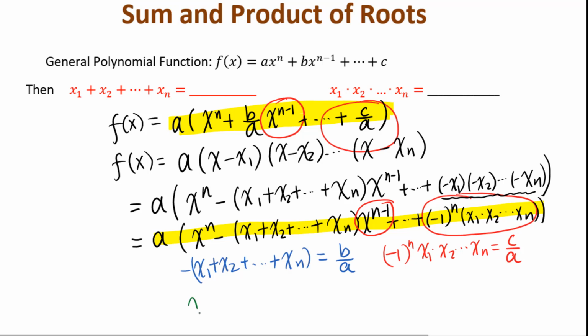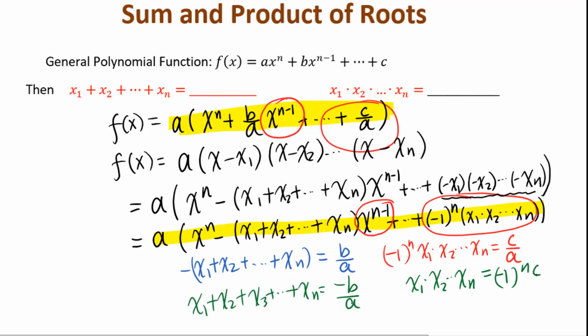Then we organize: x1 plus x2 plus x3 plus xn equals negative b over a. And x1 times x2 times xn equals negative 1 to the nth power c over a. For the sum of roots, it is negative b over a. Product of roots equals negative 1 to the nth power times c over a.